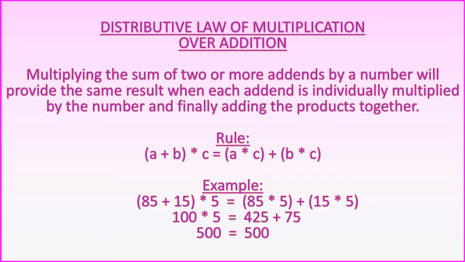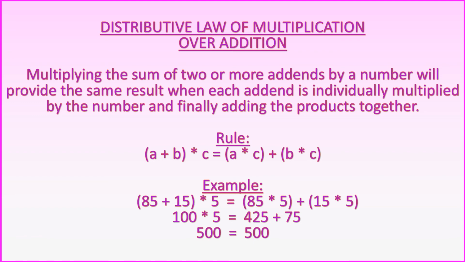Here, multiplying the sum of two or more addends by a number will provide the same result as when each addend is individually multiplied by a number and finally adding the products together. Therefore, the rule is a plus b multiplied by c is equal to a into c plus b into c. Here, addend means the numbers that are added together. This looks a bit confusing. Let me make it simple by explaining with an example.